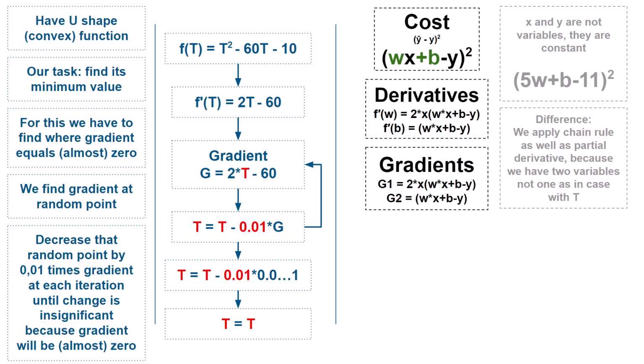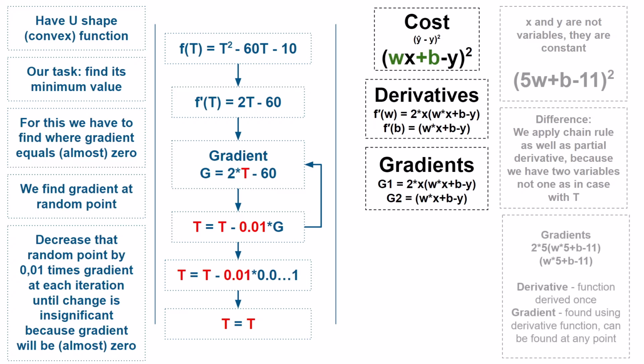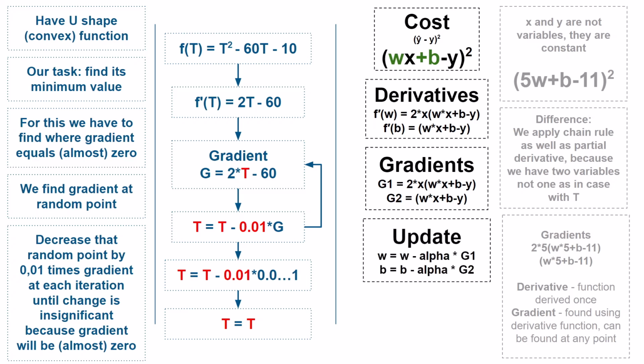Again, just to remind you, a derivative is a function derived once, but a gradient can be calculated at any point using the derivative function, and a gradient equals a certain number, unlike a derivative. So we make updates until the change in w and b is insignificant.